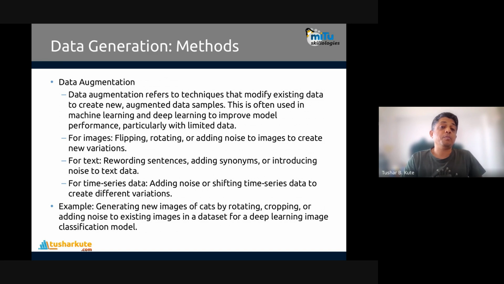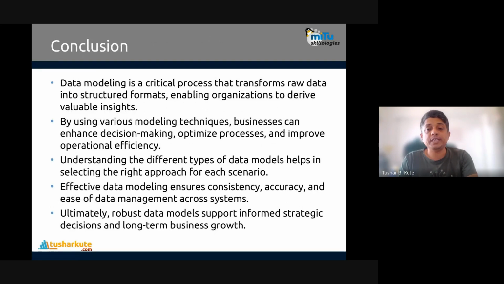Augmentation is a common method. Augmentation means recreating data from the original data. It's called the data augmentation method. Maybe you have learned about it. For images, flipping, rotating, and adding noise are possible. For text, rewording sentences, adding synonyms, introducing noise. For time series, adding noise, shifting time series data. All these techniques are used, meaning you recreate the data. That's called the data augmentation method, used to generate data for building the model.